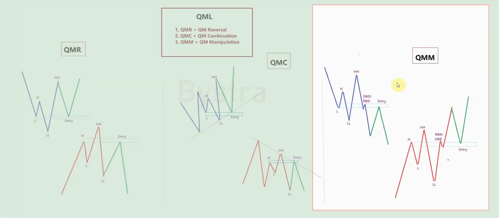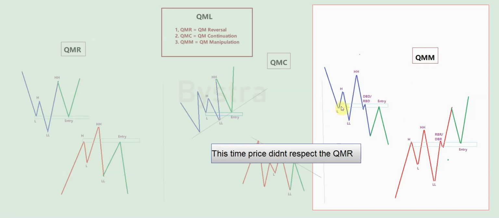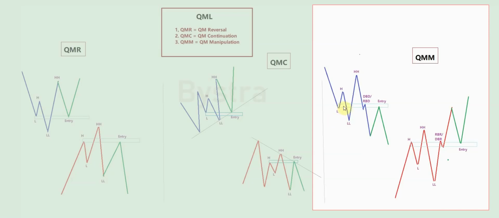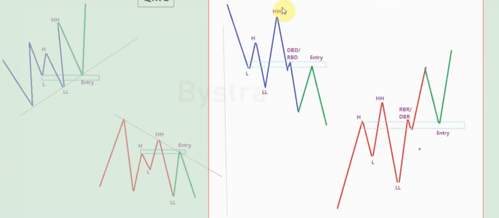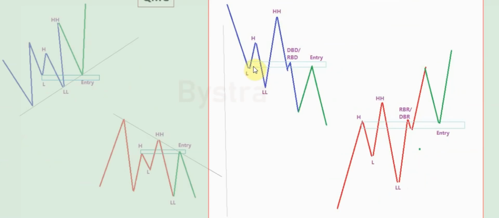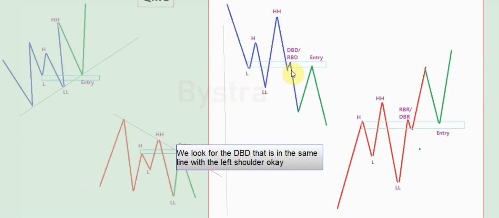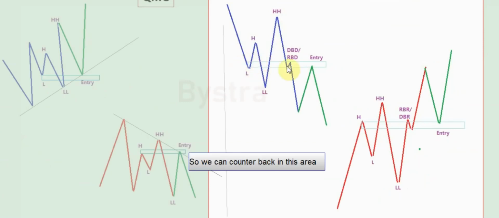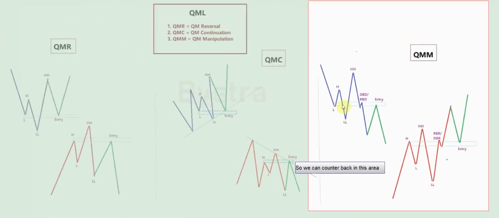And last we have here is QM manipulation, or we call it QMM, but it's quite different. Why? Because this time price didn't respect the QM reversal. Okay, as we know here we have low, high, lower low, higher high. On the other hand, price breaks this structure. So don't be sad, okay? And we look for the drop-base drop that is in the same line with the left shoulder, so we can counter back in this area.